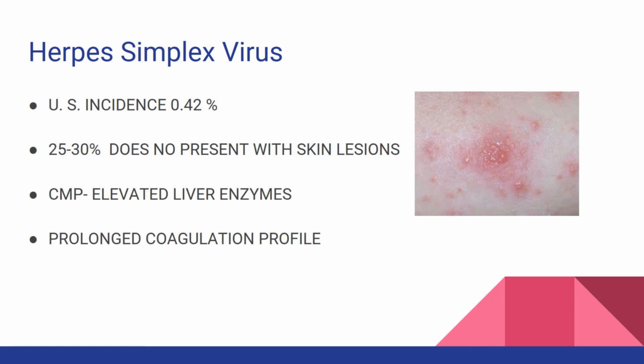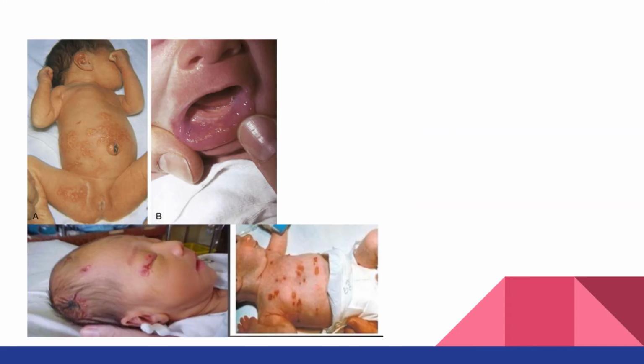So if you have a newborn, especially during the first 3 weeks of life, presenting with a septic-like picture, and the CMP result shows elevated liver enzymes, or there is a prolonged coagulation status, then in that situation you should think of herpes in your differential. And since you are thinking of herpes, you should start acyclovir right away.